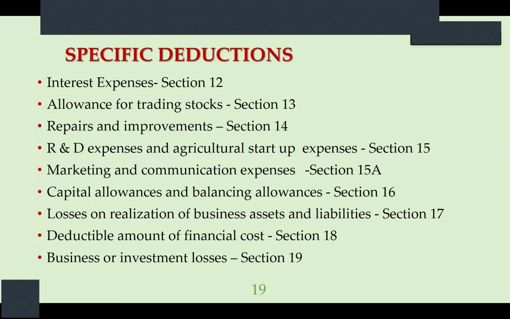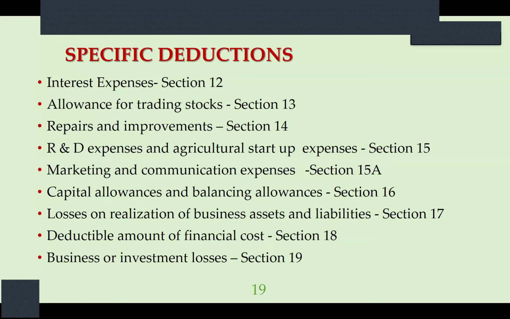Then we can move to the specific deduction rules. Those deduction rules start from section 12 up to section 19. These are also very important because even though all expenses are deductible under section 11, if some specific expenditure has a specific deduction rule mentioned under section 12 to section 19, we have to deduct that expenditure under these specific deduction rules, not under section 11.